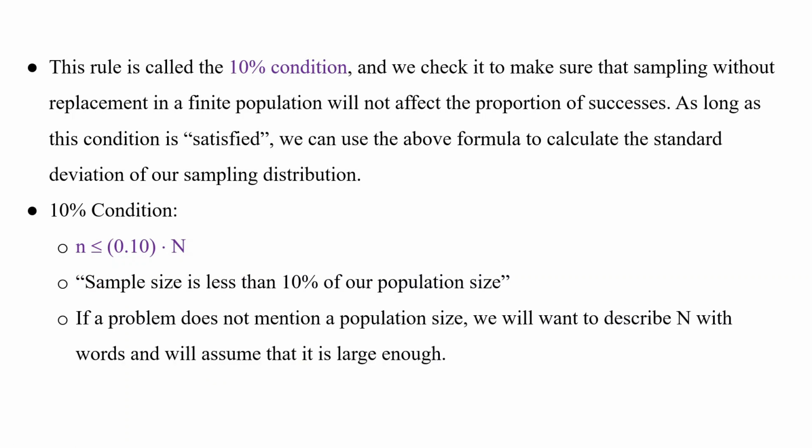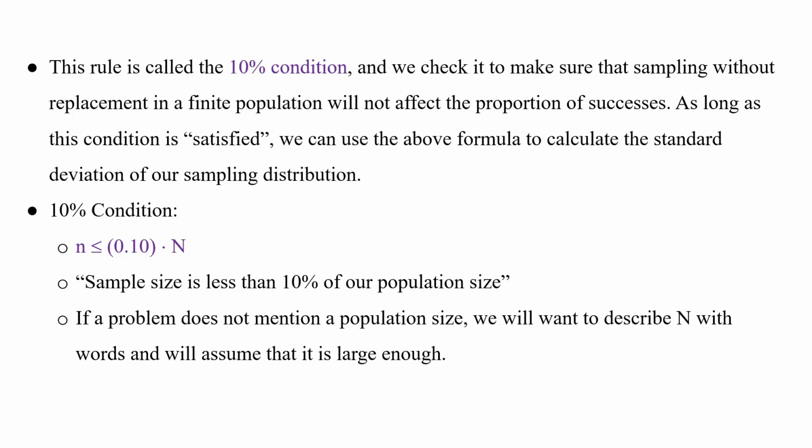Now, sometimes our problems are going to have a set population, you know, N is 400, N is 2,000. But a lot of problems that we'll see won't mention a population size. If I want to sample from all high school students in the United States, how many high school students are there? Well, it's probably not going to be given in the problem because we really don't know at any given time. So what we'll do instead, and what you'll see in the examples we do, is we describe N with words.